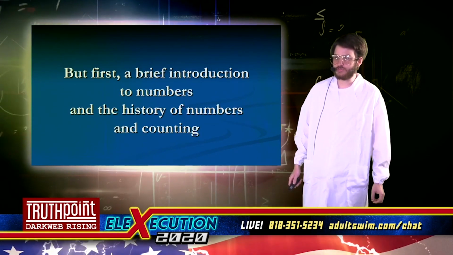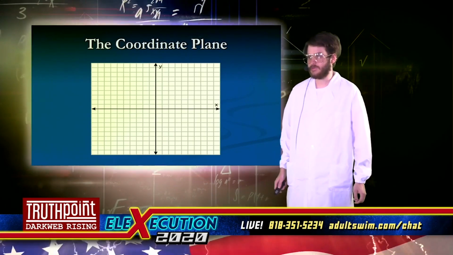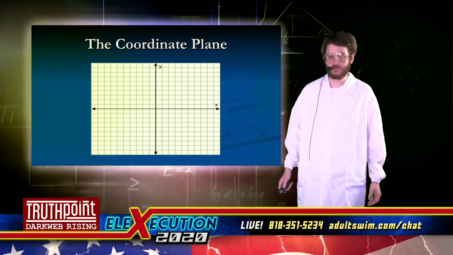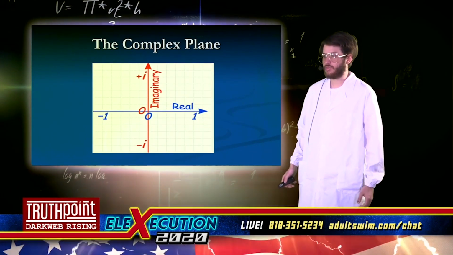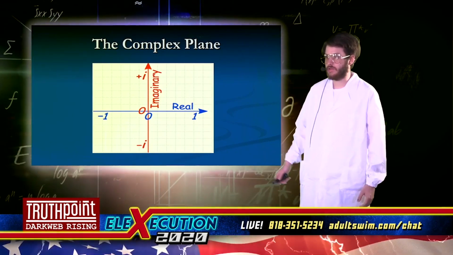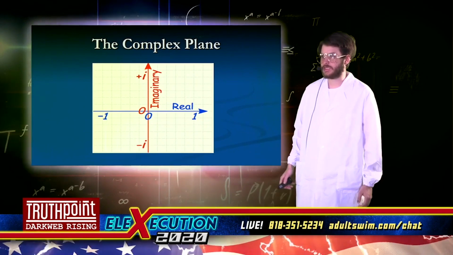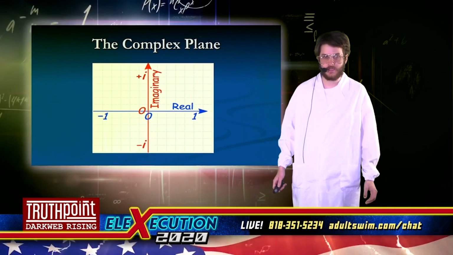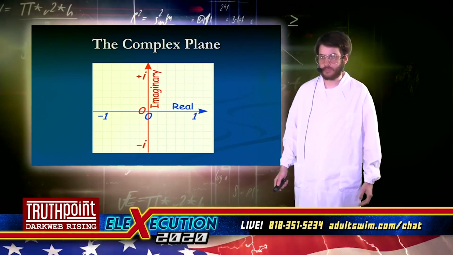But first, a brief introduction to numbers and the history of numbers and counting. So we're all familiar with the coordinate plane, right? So this is the complex plane, where the y-axis and x-axis are replaced by the imaginary and real axes, where the imaginary numbers represent numbers like the square root of -1, and the real numbers represent numbers like 1.